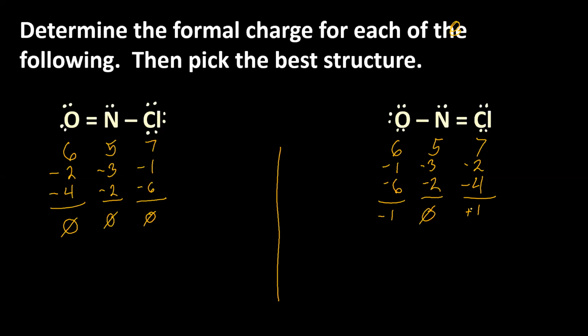What's the best scenario? 0, 0, 0 or negative 1, 0, positive 1? 0, 0, 0 is definitely a better option. Now over here on the right, having oxygen a negative 1, that's supposed to be an arrow. That's not bad.